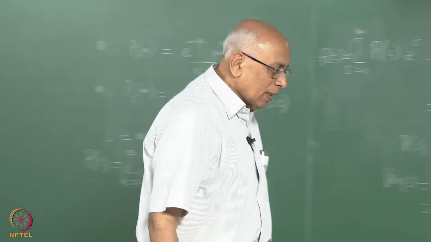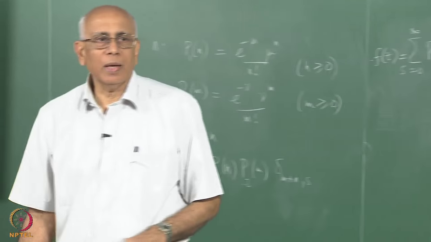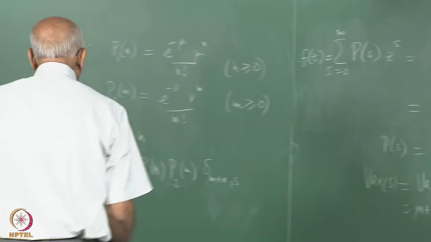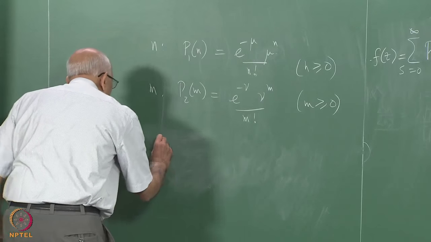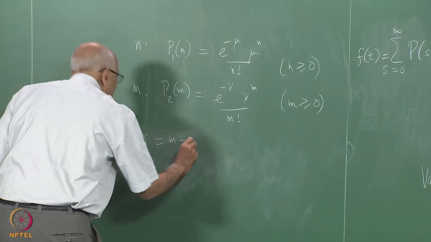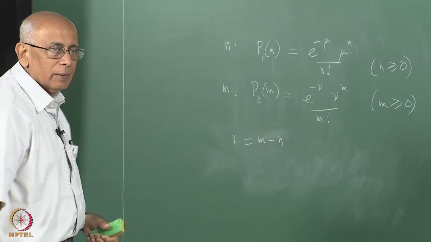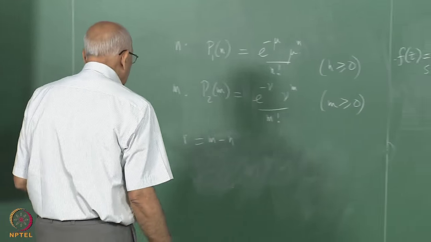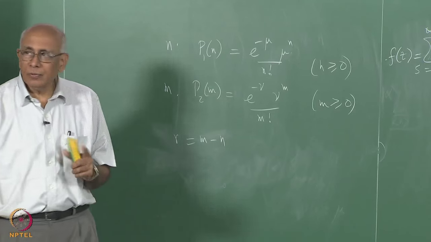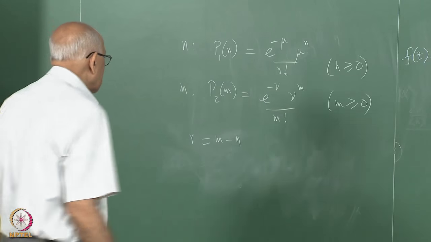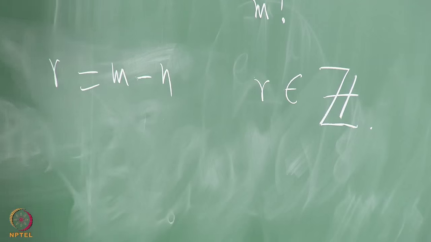But now, I could ask a slightly more complicated question. What about the difference of two Poisson random variables? What do you think is going to happen there? So let's go back and ask, what happens if I consider not the sum, but the difference, let's call it R equal to m minus n. What kind of distribution would this have? What's the sample space of R? Minus infinity to infinity now, not 0 to infinity, all integers. All integers are allowed, right?